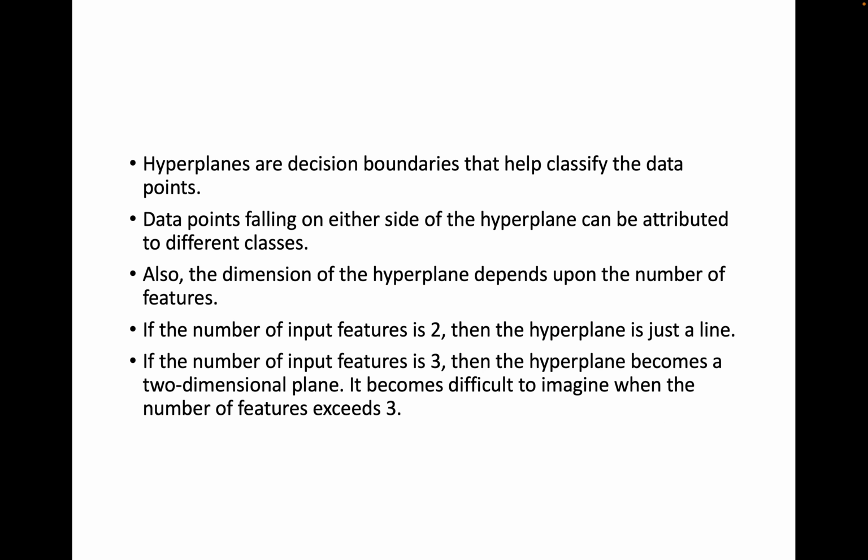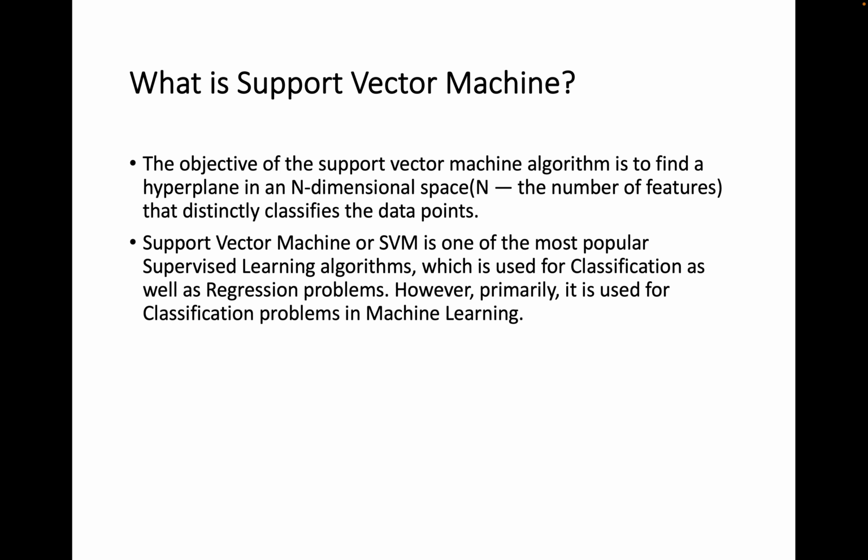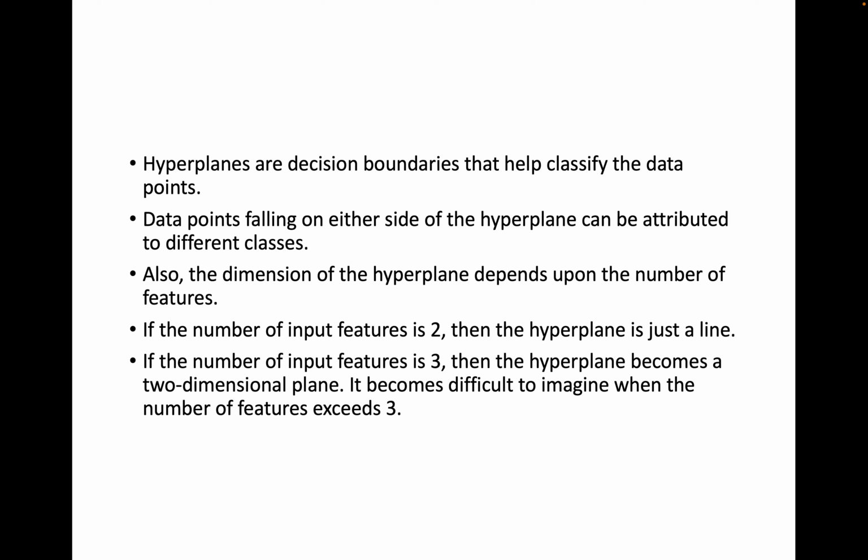Hyperplanes and support vector machines. Hyperplanes are basically division lines between the data. Sir, haven't you given the definition so far? Never mind. Hyperplanes are decision boundaries that help classify the data points. I said it, hyperplanes are decision boundaries that help classify the data points. Data points falling on either side of the hyperplane can be attributed to different classes.